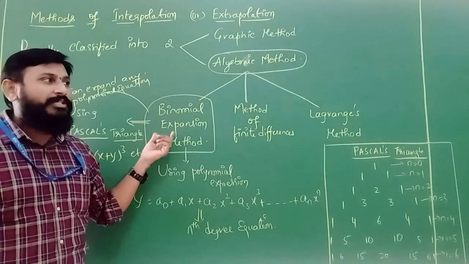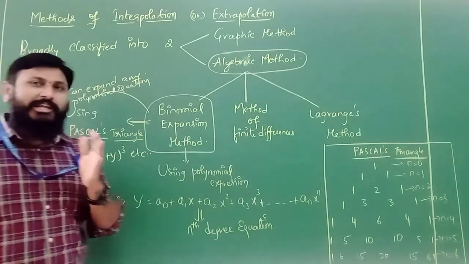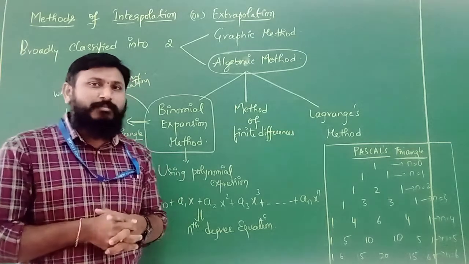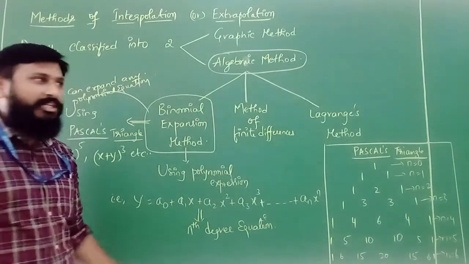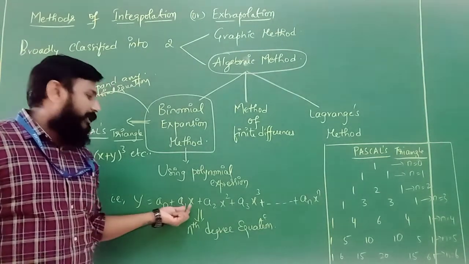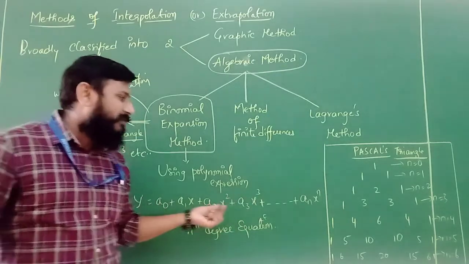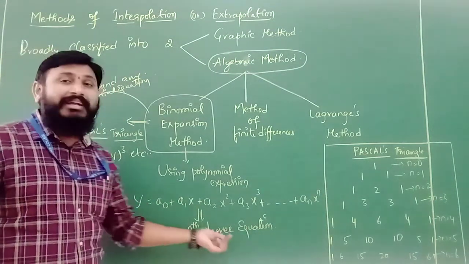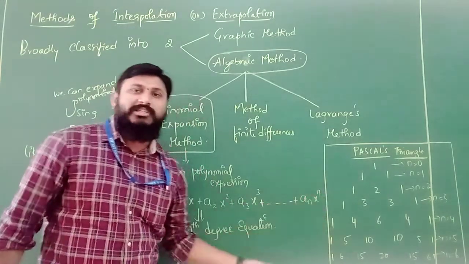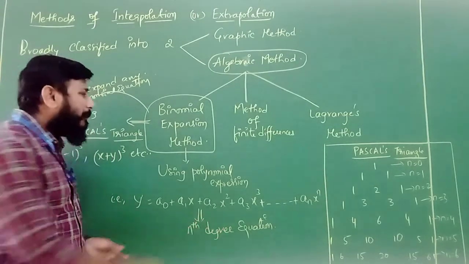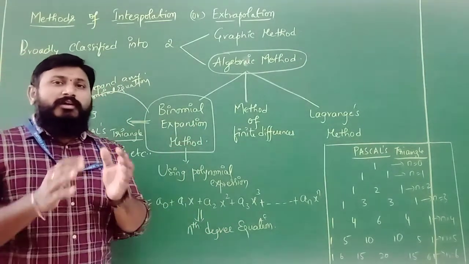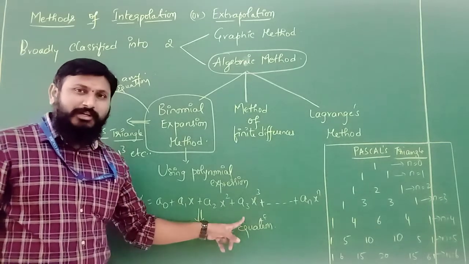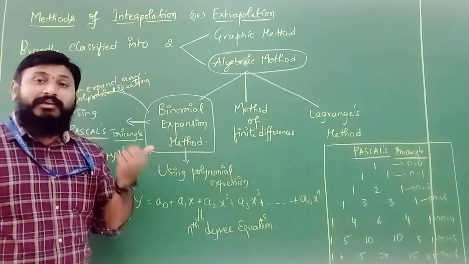The first method is the binomial expansion method. You might have seen polynomial expressions in your SSLC, polynomial equations, in your mathematics. What kind of expression will it be? y equals a0 plus a1x plus a2x square plus a3x cube plus and so on, an xn. This is a polynomial equation, and we call it an nth degree equation. By expanding this polynomial with the help of the binomial expansion method, we get one big formula-like expression, and using this polynomial expression, the binomial expansion method can be calculated.